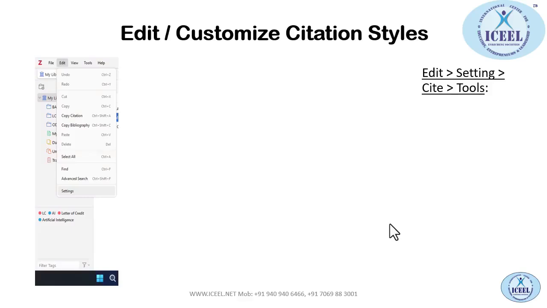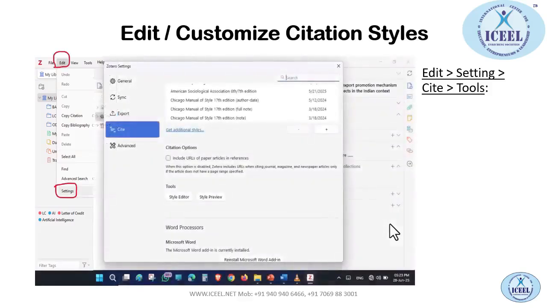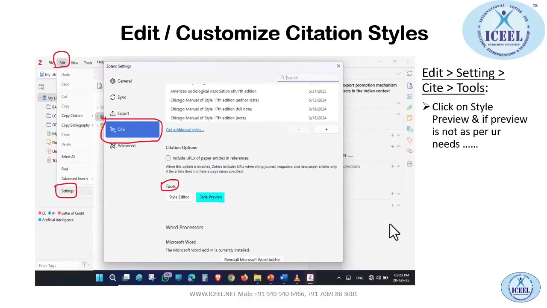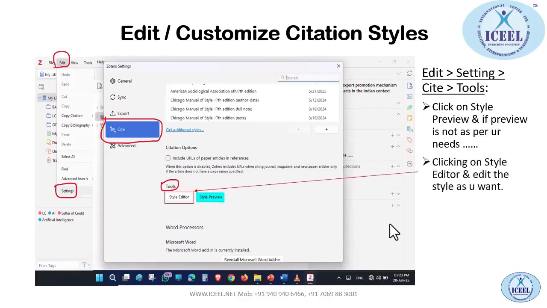Now, as I said, if you want to edit an existing style, suppose you have an APA style or maybe the Harvard style, but they are requiring some alteration in the Harvard style also. How to do that? Go to Edit, Settings, Cite and Tools. Right, here you can see the citation styles, guys. First, you have to see Style Preview. Click here and you will be able to see the preview. If it is matching the requirement of the journal, fine, nothing to worry about. But if it is not matching the requirement of the journal, guys, then you have to click on Style Editor.